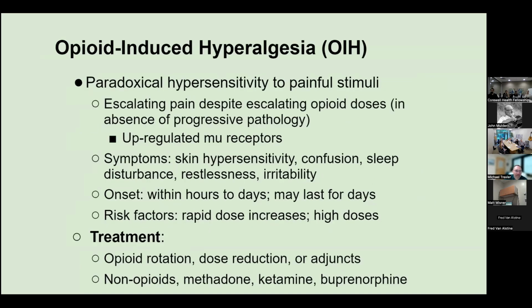And we decided he has opioid-induced hyperalgesia, which is paradoxical hypersensitivity to painful stimuli, where you escalate the doses, but the pain just keeps getting worse, and it's because of upregulation of the mu receptors. Generally, they're hypersensitive. You barely touch them, and they seem disproportionately sensitive to pain. There's confusion, sleep disturbance, restlessness, irritability. Generally, it occurs within hours to days, but it may last for days. And it's generally seen where you rapidly increase doses or if they're on high doses of opioids.